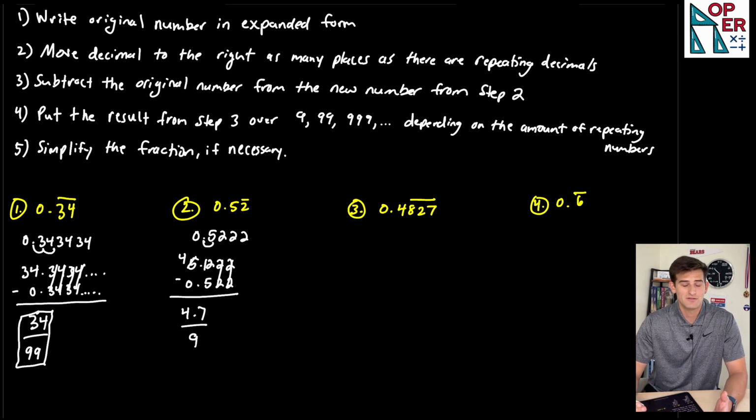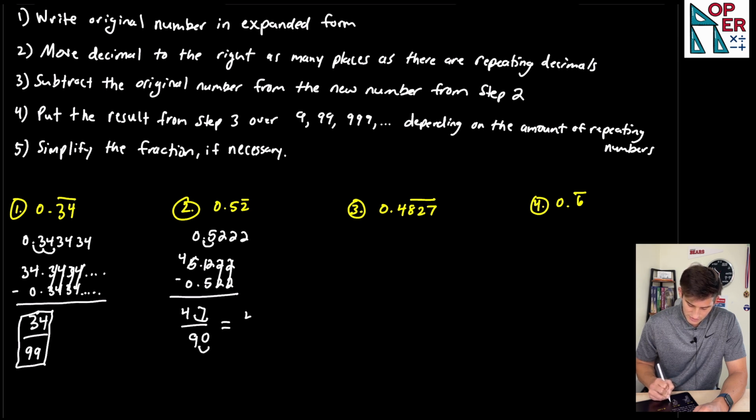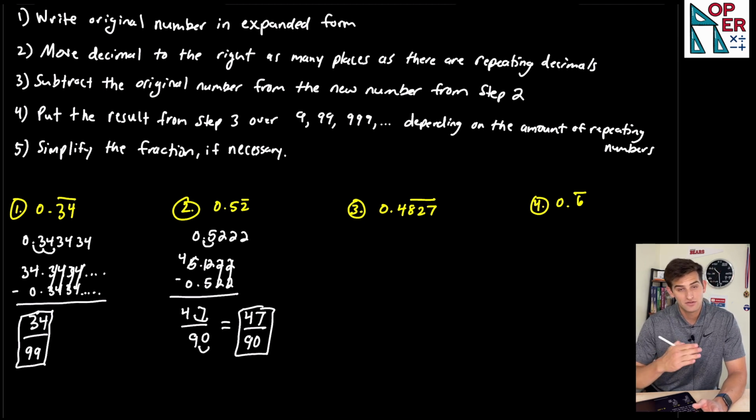But now look what we have. We have 4.7 over 9. We can't leave a decimal in our fraction. So we're going to move this decimal once to the right. And now we must move the decimal in the denominator once to the right too. So that becomes 90. So our fraction is actually 47 over 90. And that won't simplify either. If we have a calculator, we could do 47 divided by 90, and we see 0.52 repeating.